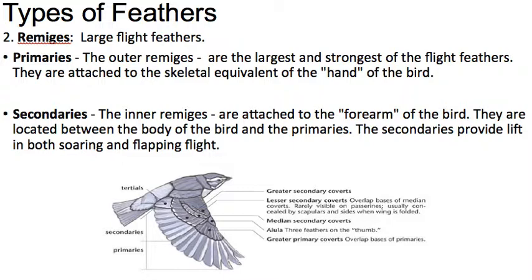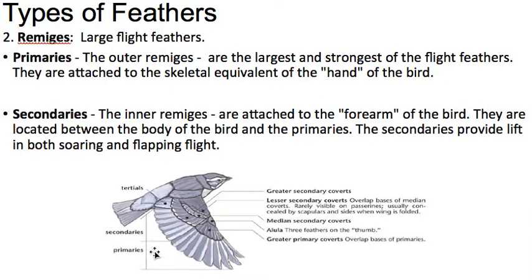The second is remiges, which are large flight feathers. There's primary ones, which are the outer ones. They're the largest and strongest of the flight feathers, and they're attached to the skeletal equivalent of a hand of the bird. The secondaries are the inner ones. They're attached to the forearm of the bird. They're located between the body of the bird and the primaries. The secondaries help provide lift in both soaring and flapping flight.